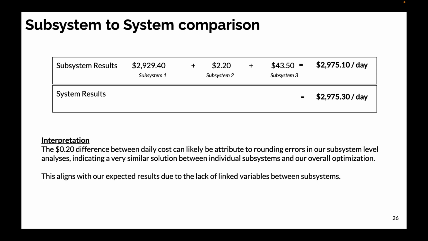We now compare the subsystems to our total system. We can see the difference between summing up our individual subsystem solutions results in $2,975.10 a day, while our optimized total solution is $2,975.30 a day. This difference of 20 cents is likely attributed to rounding error, telling us that our combined solution aligns well with the sum of individual solutions. This follows our expectations due to the lack of linked variables between systems, as discussed earlier. Now, back to Brooke.